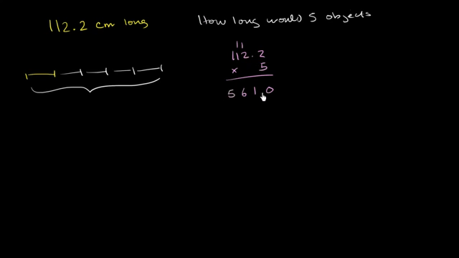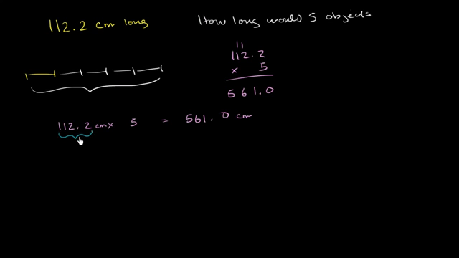And then we have one number behind the decimal, so we get 561.0. Let me rewrite it. 112.2 times 5, and we get 561.0. And this was in centimeters, and this is going to be in centimeters as well. And now all of a sudden let's care about the significant figures.